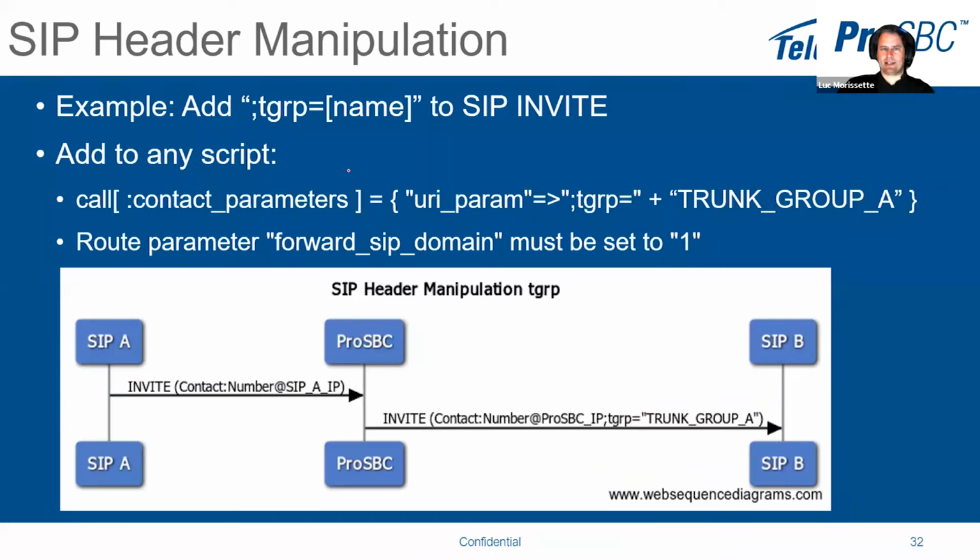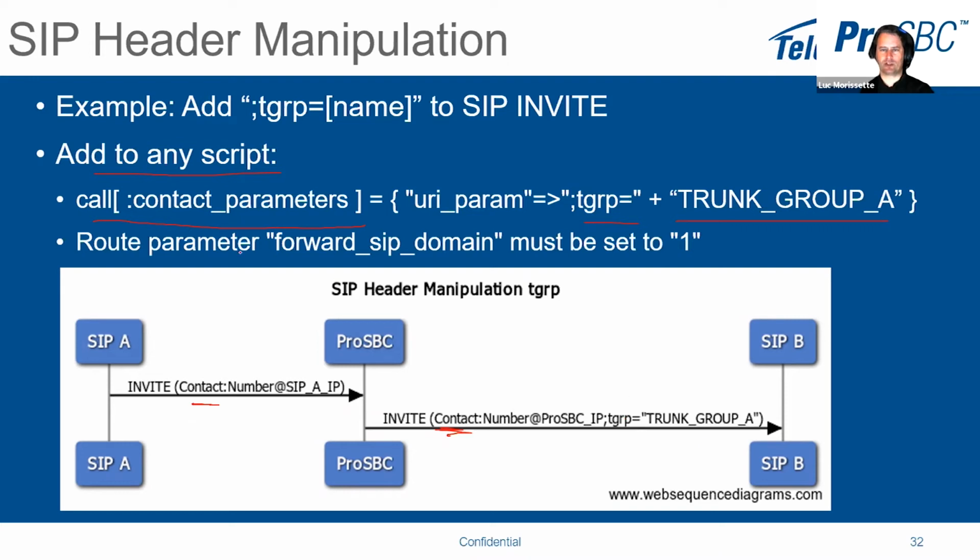And this is the other example, which is add trunk group name. So maybe you want to use this on the outgoing side. Then you need to add this line in a script. For example, this is in the contact, so you want to add a trunk group value in the contact. You say call contact parameters is trunk group, and this is the information I want to put in the trunk group.